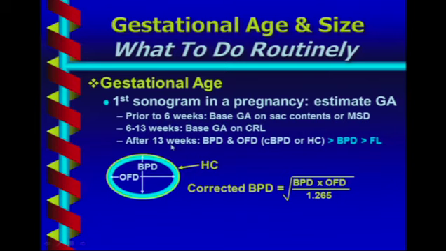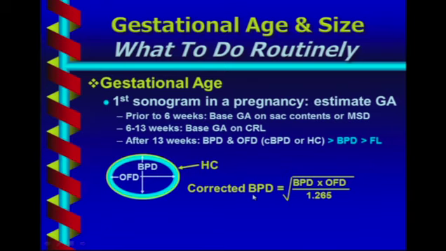And we use one of two head measurements, but we want to use a measurement of the head that takes into account both the width and length of the head. There are two ways to do that. One is to measure the head circumference by putting electronic calipers around the outside of the skull, and another is to measure the occipitofrontal diameter and the biparietal diameter, and get what we call a corrected biparietal diameter using this formula.